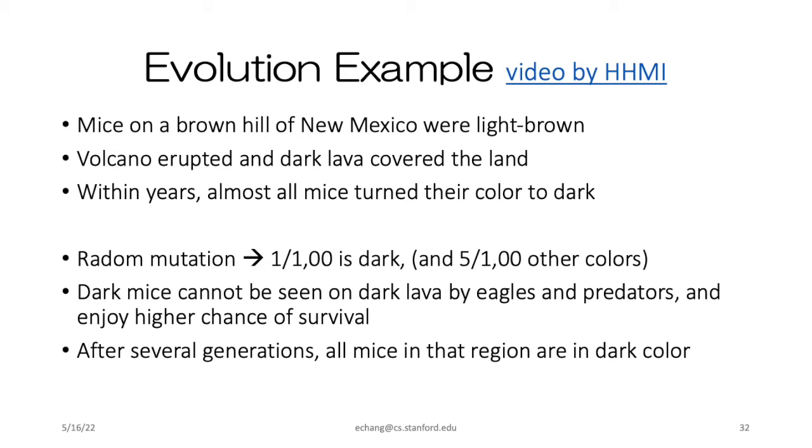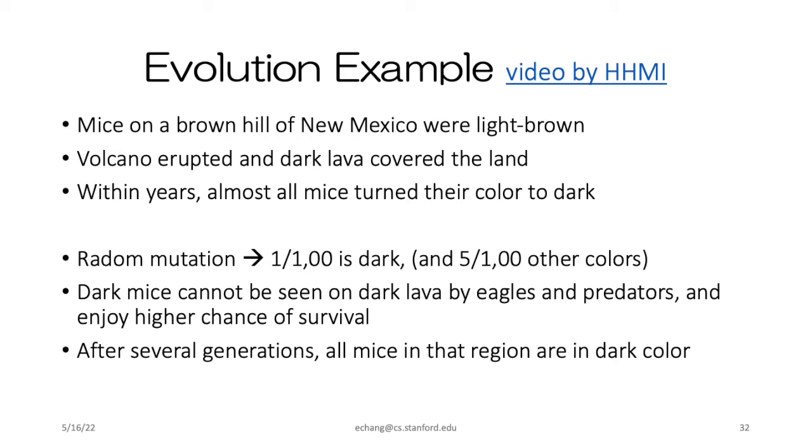Hundreds of years ago, on a brown hill in the state of New Mexico, the mice over there were light brown in color. And about 100 years ago, a volcano erupted over there, and dark lava covered the land. Within about 30 years, almost all mice turned dark, the same as the color of lava. So now, do you consider the mutation was targeted to be a darker color, so the new generation can survive better? The answer is not really. Mutation is purely random. 1 in 100 by chance will turn dark, and the rest will probably be other colors or remain light brown.